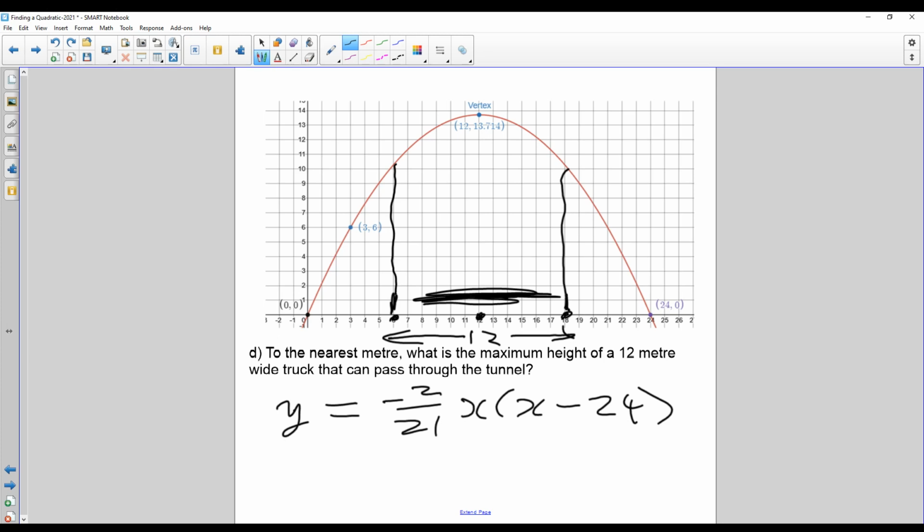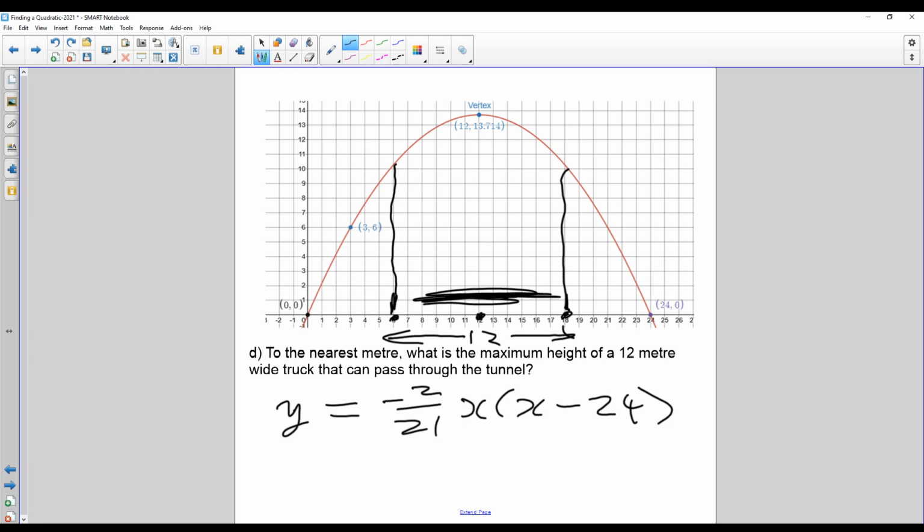You see, putting in 12 is what we've been saying, though, Shreyash. Putting in 12 tells us how high it is in the middle. What we really need to know is how high it is at 6 meters or at 18 meters. That's the height that we're trying to figure out here. Okay, yes, Gary.